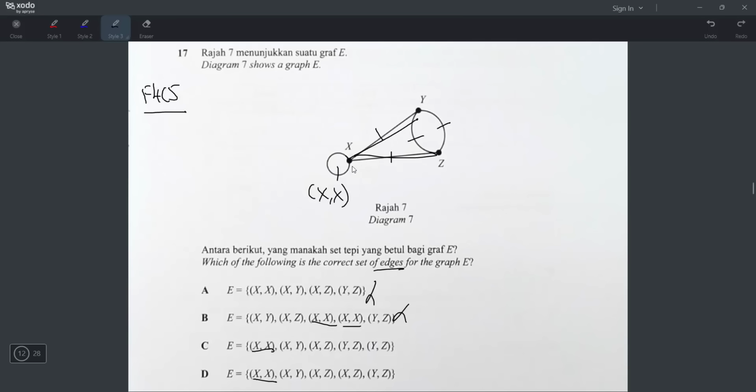So let's check for XY exact. So you can see XY exact. So this one is XY exact. Okay, good, good, good, good. Hey, but why this one got another exact? This one wrong already lah. Wrong already. Okay, so the correct one is C.